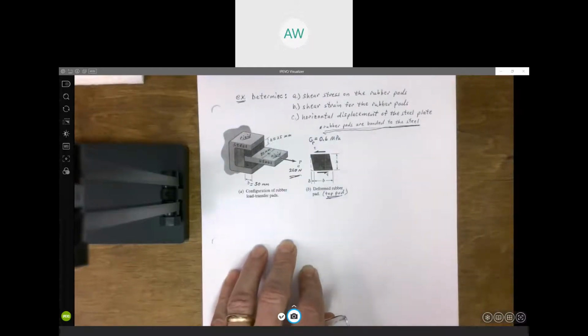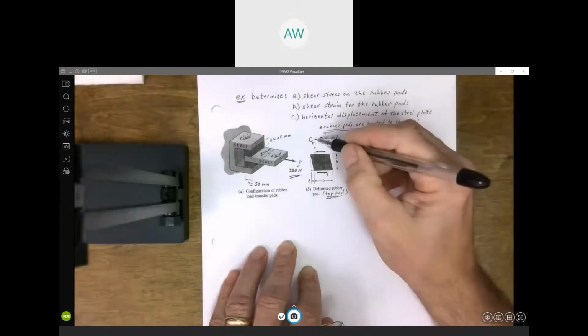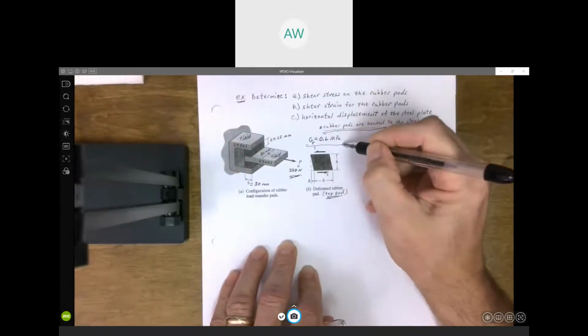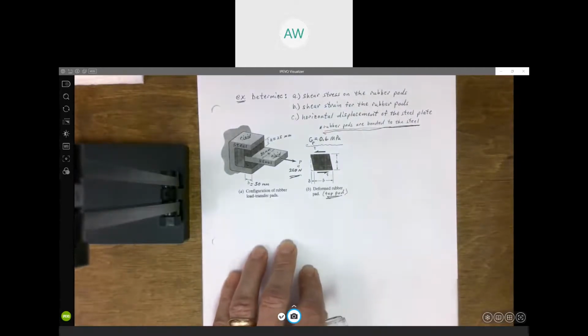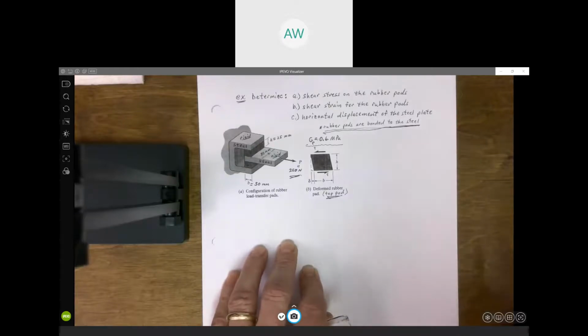And what we're asked to find, and we're given what G is. G, remember, is the shear modulus, or in this textbook, he calls it the modulus of rigidity. It's a material property. It's kind of like E, except E relates normal stress and normal strain. G, the modulus of rigidity, is used to relate shear stress and shear strain. So we're definitely going to use that somewhere here shortly.